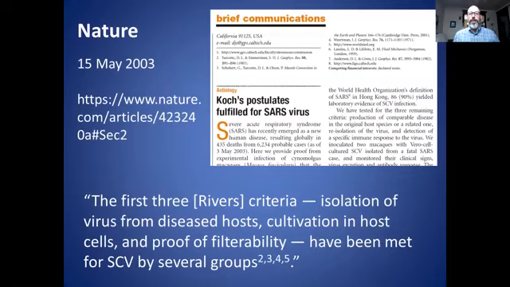Okay, so let's get back to this Nature article now that we've reviewed the background information. And it goes on to say that the first 3 Rivers criteria, which is number 1, isolation of the virus from a diseased host, number 2, cultivation in host cells, and number 3, proof of filterability, have been met for the SARS coronavirus by several groups. And you see at the bottom these footnotes 2, 3, 4, 5. So I'm going to go through, and they are also in the article here at the top.